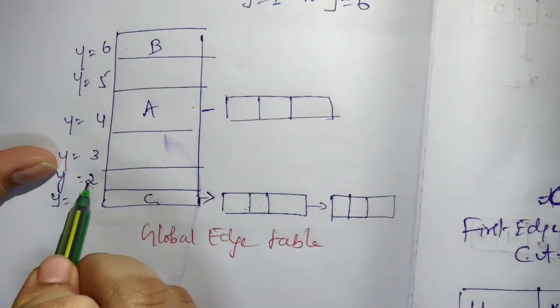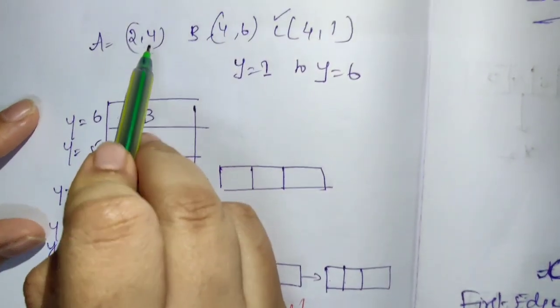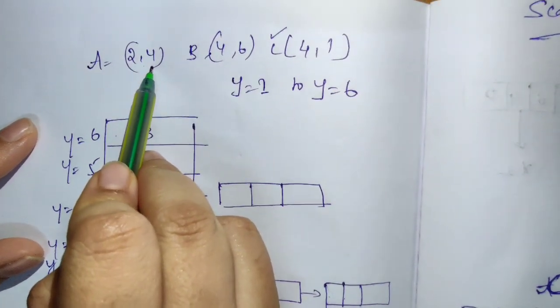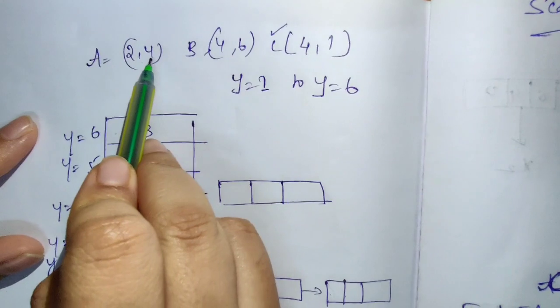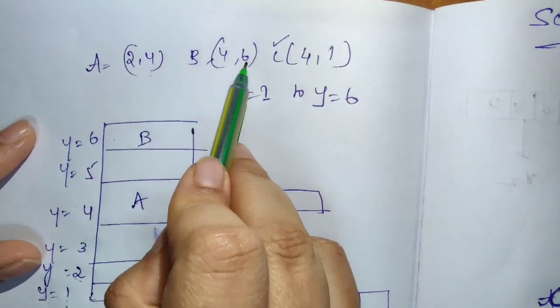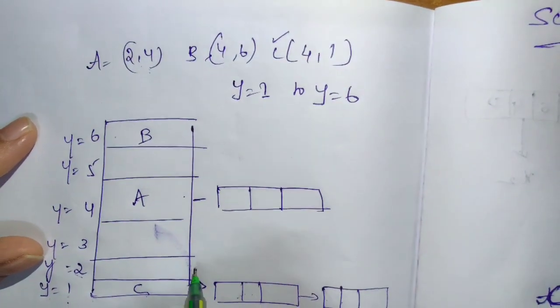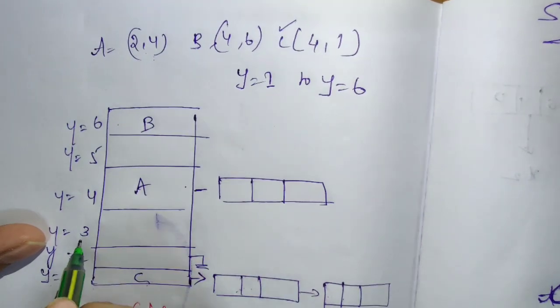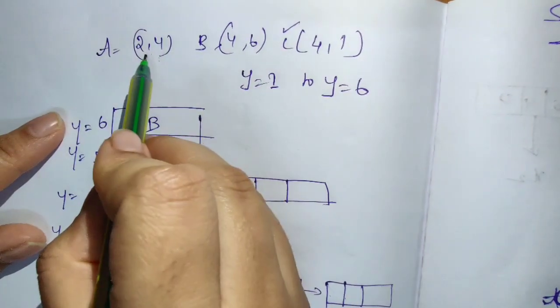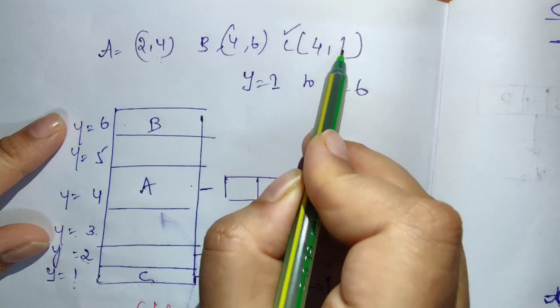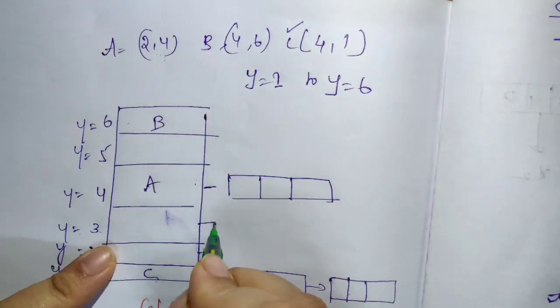So next, y is equal to 2. Is there any value whose y value is equal to 2? No. Here the y value is 4, here 6, here 1. So the value for y equal to 2 is null. In the same way, for y equal to 3, the y values are 4, 6, 1, so for y equal to 3 also the value is null.